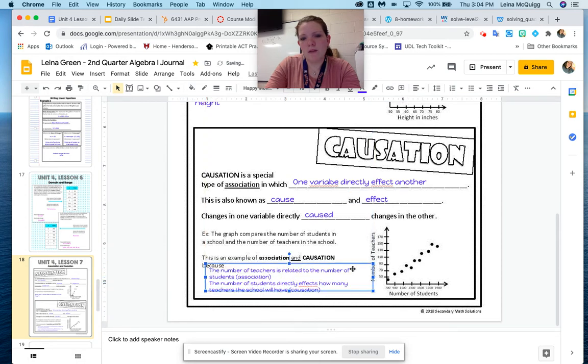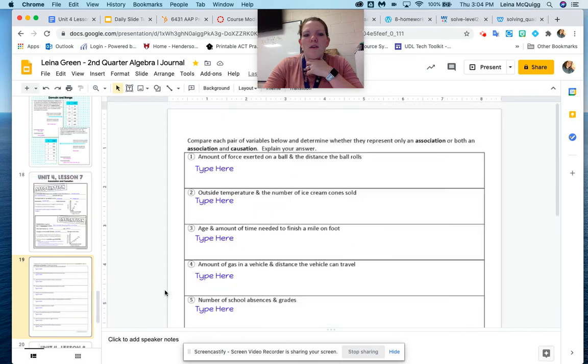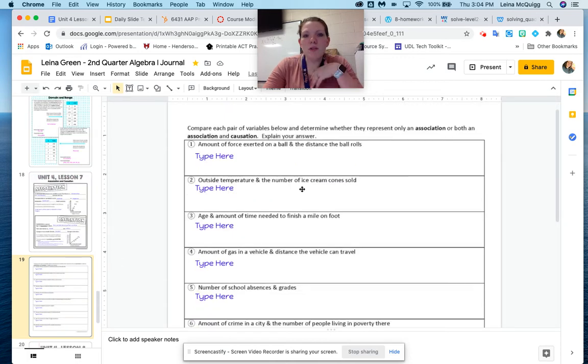Okay, so one of them affects the other, that's causation. If they're just related but they don't really affect one another, that's association. Sometimes they can be both, okay? All right, so let's work through some of these. I'm going to do a few of these with you and then let you do a few of them on your own, okay?